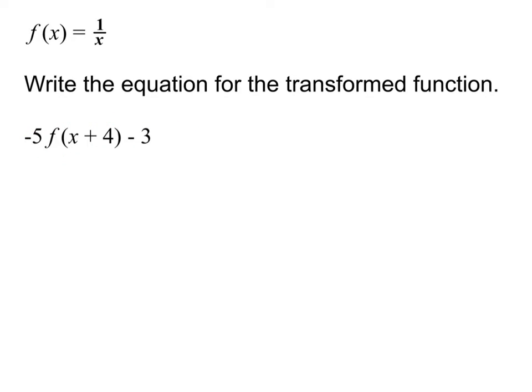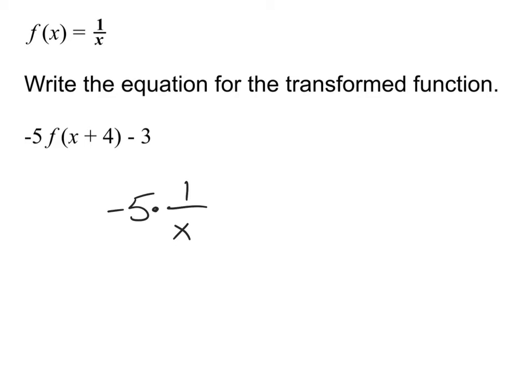All right. So a great way to think about this is to start by just writing down your parent function. So that's 1 over x, and we're just going to start building on it here. The very first thing you see written over here is that -5. That -5 is being multiplied by f of x. So I'm going to go ahead and write that -5 being multiplied out front of it right there.